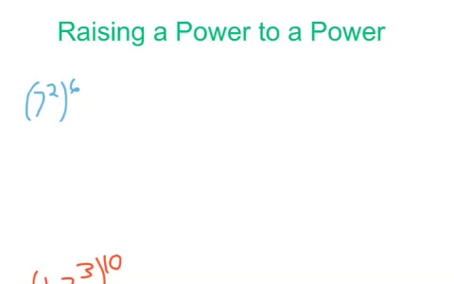Okay, so copy down the following. This is 7 squared raised to the power of 6. So, what this means is I'm going to take 7 squared and multiply it by itself 6 times. So in other words, it would be like saying 7 squared times 7 squared times 7 squared times 7 squared times 7 squared times 7 squared.